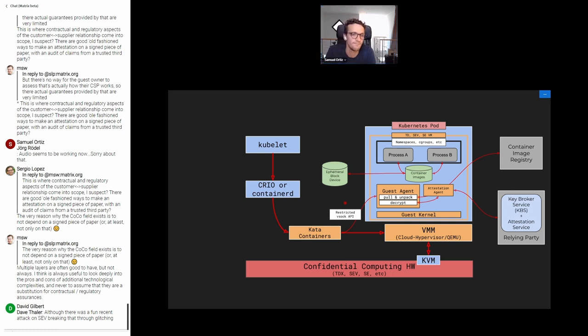But since you know the container images are already immutable, what is the additional advantage we get in encrypting it? Well, they're immutable. You can run a Kubernetes pod with mutable container images.